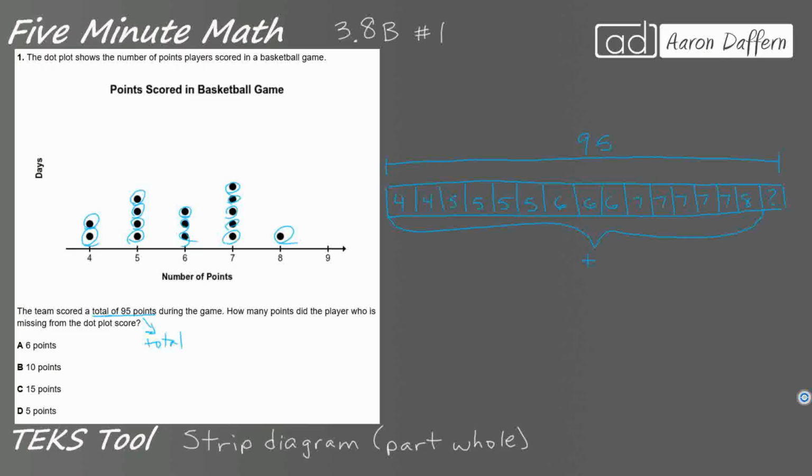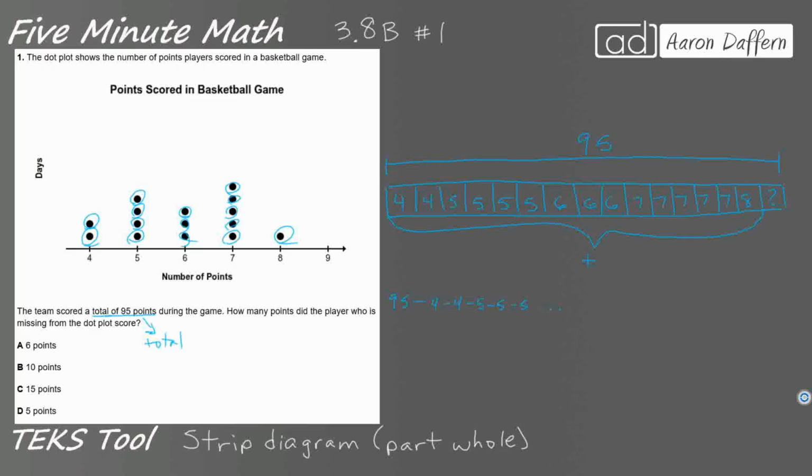Or we could do a series of subtractions. We could do 95 minus 4, minus 4, minus 5, minus 5. We could just keep subtracting each of these, dot, dot, dot. We can do all of that. Let's do this first one. Let's just add this up. And I'm going to use the graph since I've got more space over there. I'm just going to add up each of these numbers.